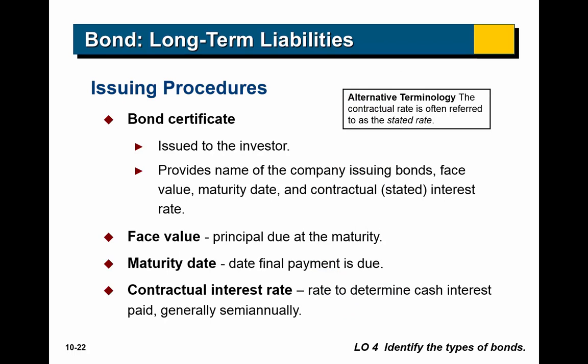So there's a couple things that happen when a company borrows money using a bond. First of all, a bond certificate is created. I will tell you that nowadays you don't usually get a physical certificate. Instead, the bond certificate is held in an account electronically, but there's still a bond certificate, and it tells all the information about the bond, including who the parties involved are, who's borrowing money from whom, the face value, the maturity date, and the contractual interest rate, and we'll look a little bit more at those in a minute.